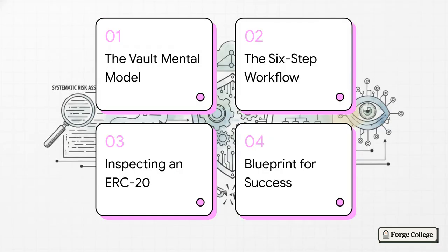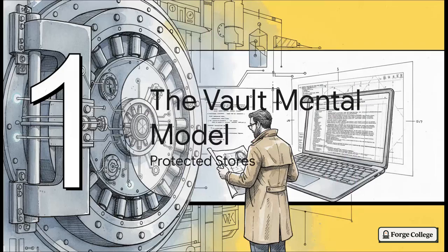Here is our game plan for today. We'll start with the Vault mental model, move into a 6-step workflow, apply that to inspecting an ERC20 token, and finally, build your blueprint for success. So let's jump straight into part 1, the Vault mental model, where we look at contracts as protected stores.